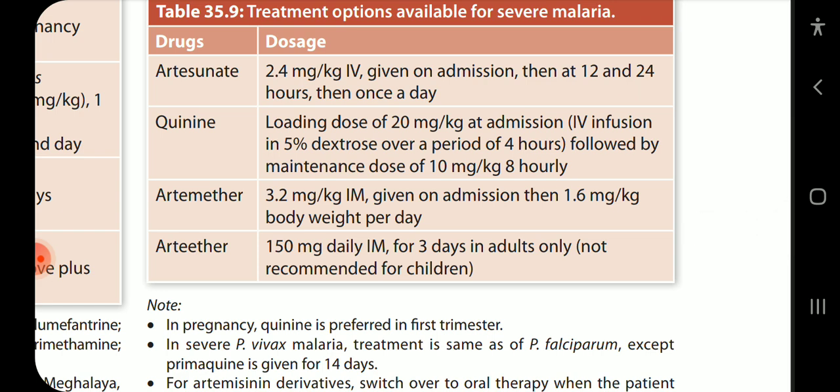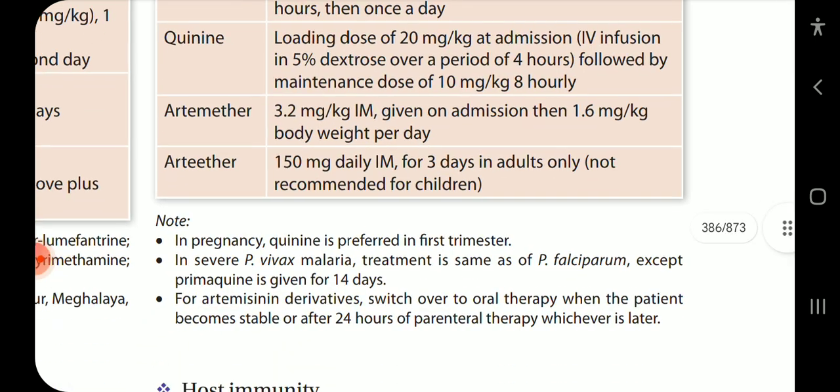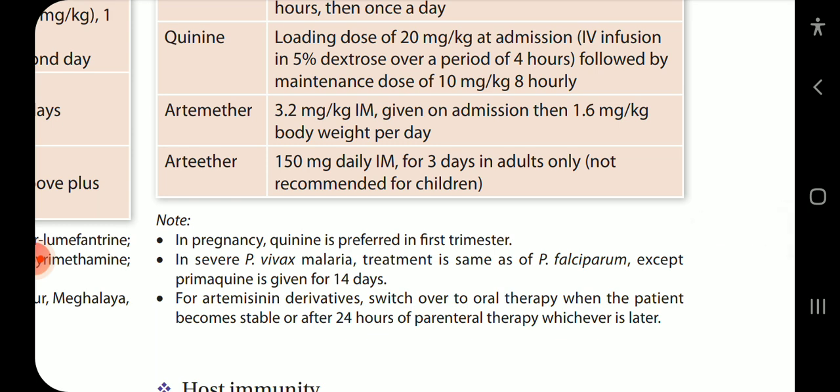Drugs are: Artesunate 2.5 mg per kg IV given on admission, then at 12 and 24 hours, then once a day. Quinine loading dose of 20 mg per kg at admission, IV infusion in 5% dextrose over a period of 4 hours, followed by maintenance dose of 10 mg per kg 8 hourly. Artemether 3.2 mg per kg IM given on admission, then 1.6 mg per kg body weight per day. Arteether 150 mg daily IM for 3 days in adults only, not recommended for children.